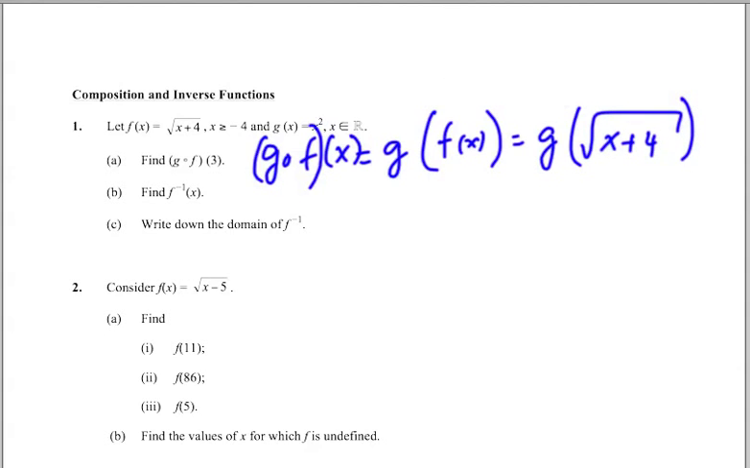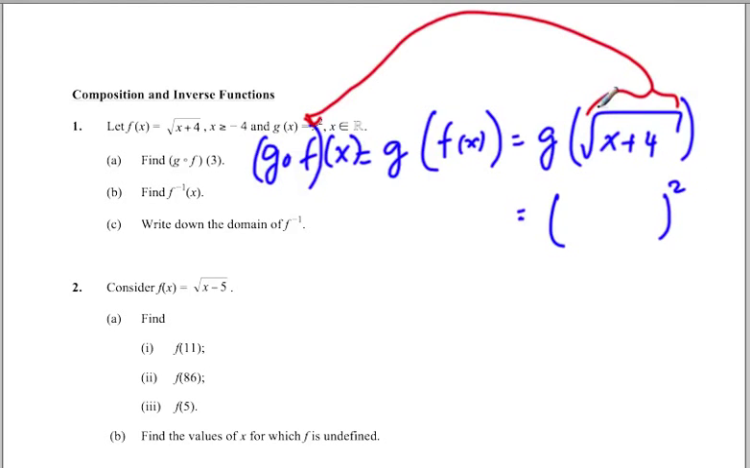And all we're doing now is taking this and plugging it into x squared. You can't really see it, but this is x squared. So in other words, this just becomes something squared, and that something is the argument over here, the square root of x plus 4. The square of a square root is simply x plus 4. So that's g of f of x.